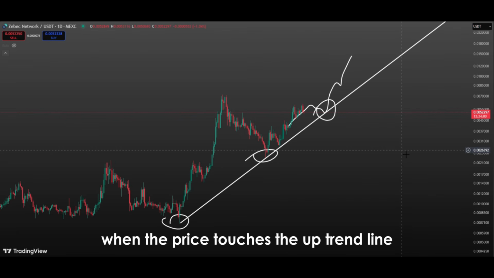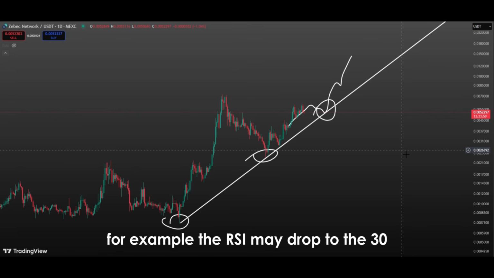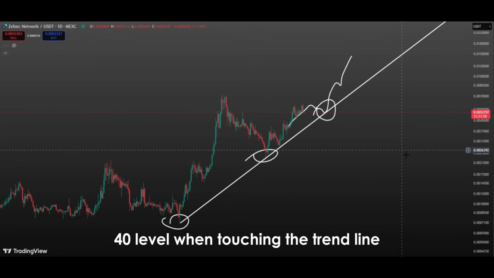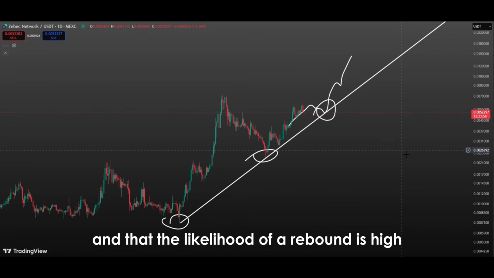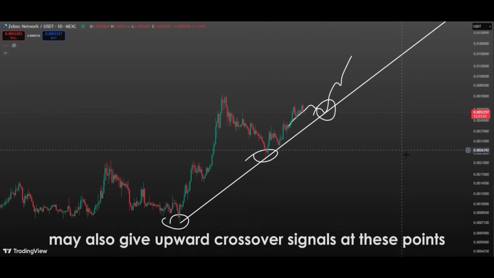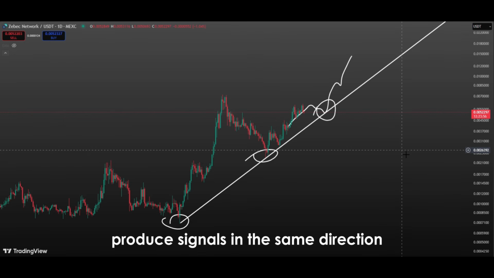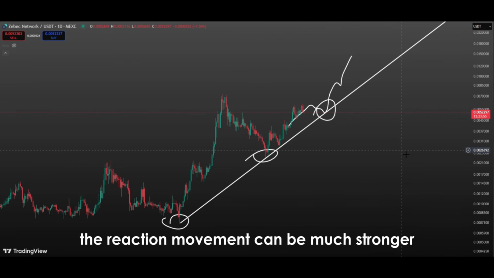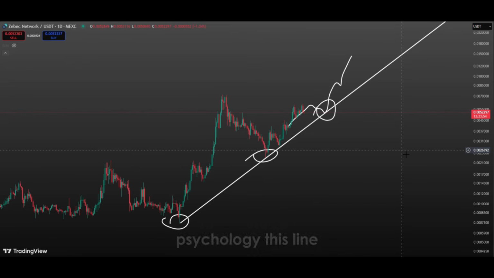At the moments when the price touches the uptrend line, other technical indicators also often approach oversold zones. For example, the RSI may drop to the 30-40 level when touching the trend line. This shows that the price is near the oversold region and that the likelihood of a rebound is high. Trend-following indicators like the MACD may also give upward crossover signals at these points. Thus, when both the trend line and indicators produce signals in the same direction, the reaction movement can be much stronger. The uptrend line is also a reflection of market psychology.